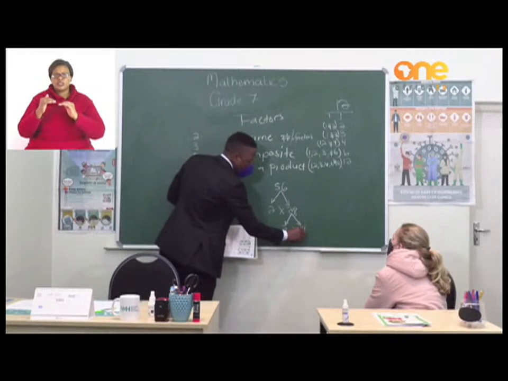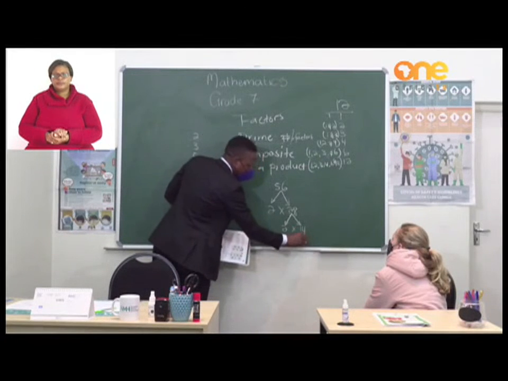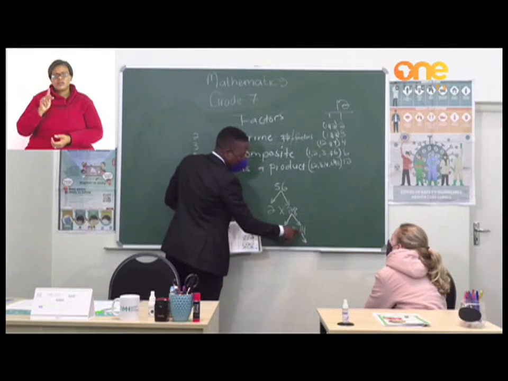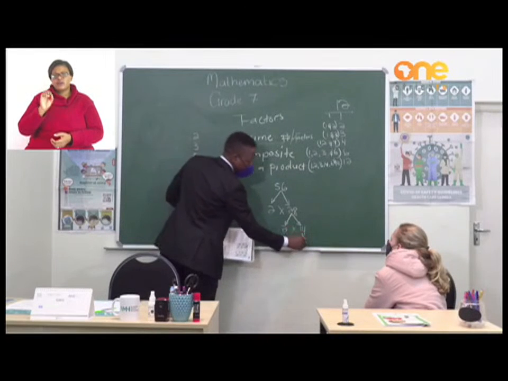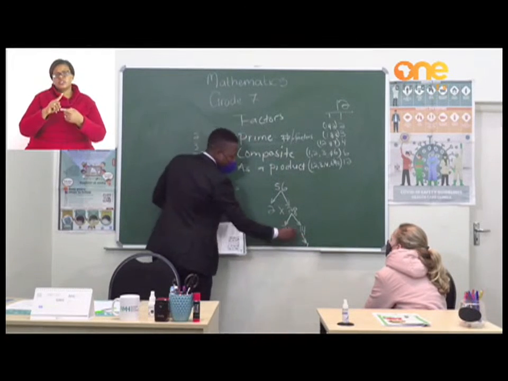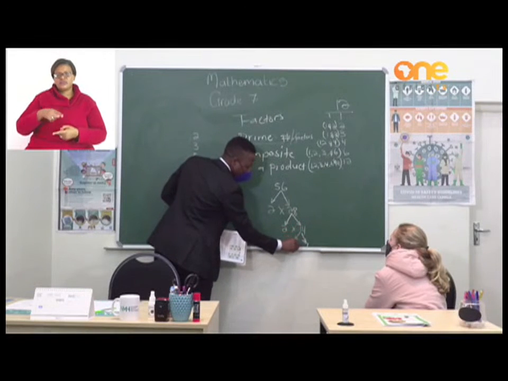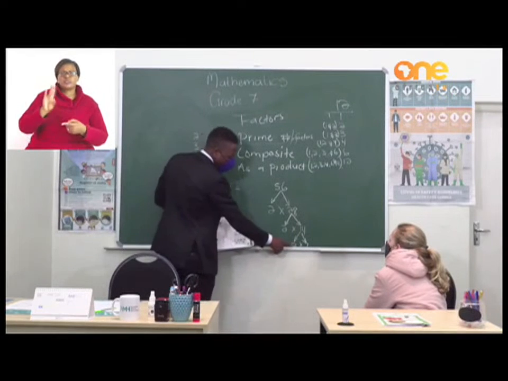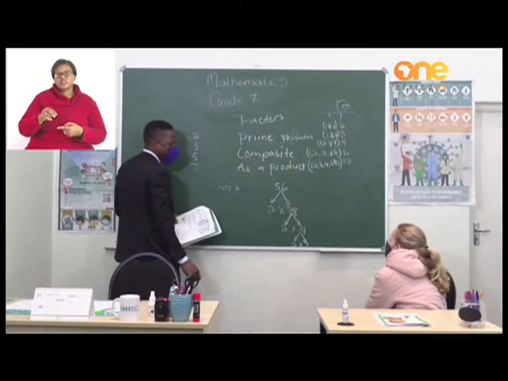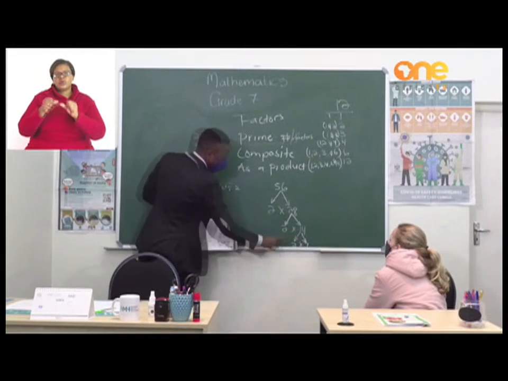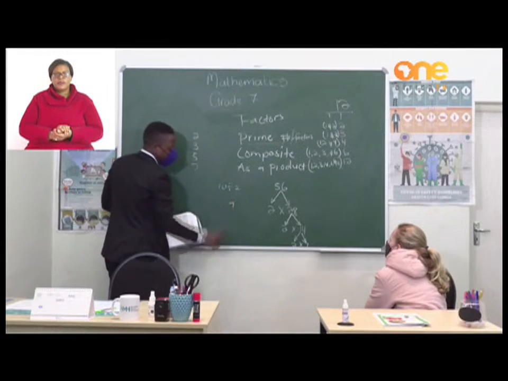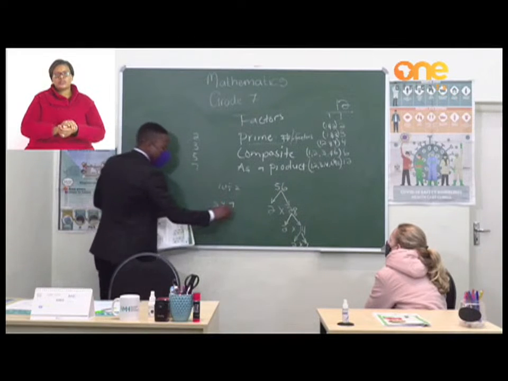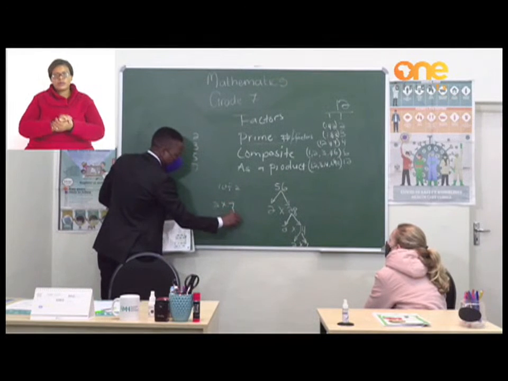You still have to continue, halving again. If I halve 14, I'll have 7. But what number can I multiply with 7 to get 14? That number will be 2. 2 times 7 gives me 14. I have to continue somewhere here due to space. That is a 7. I still have to continue.